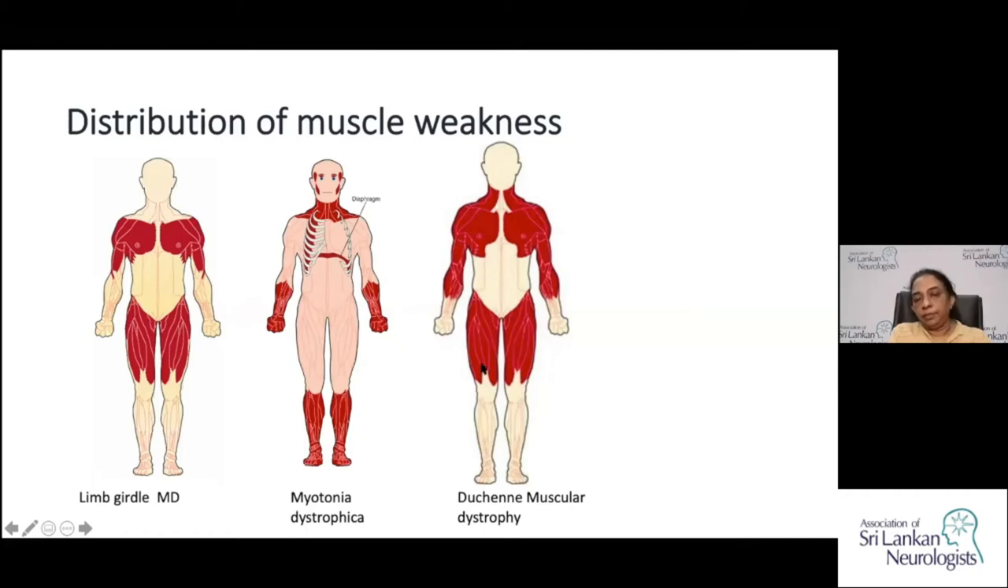And when it comes to Duchenne muscular dystrophy, we know that mostly it's the pelvic girdle that is affected first, but not only that, they may go into the upper limbs and subsequently have difficulties in handwriting, and it is a progressive difficulty. So if you look at the distribution of muscle weakness, you can easily map where you are aiming at.